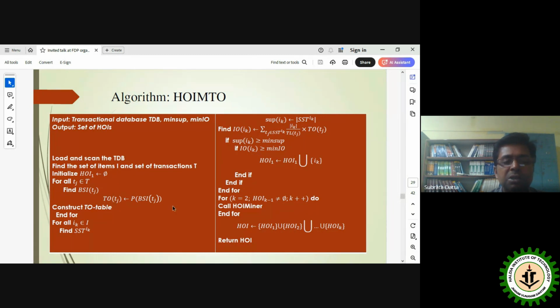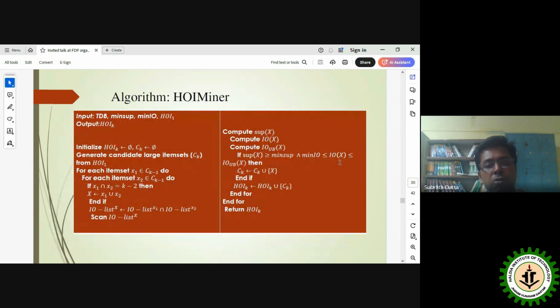First it calculates the TO, then we calculate the IO, the method I had already discussed, and then a miner algorithm is called here. That is called HOIM miner, the high occupancy item set miner algorithm. This miner algorithm generates the candidate item sets as well as segregates all the other patterns. So this is the miner algorithm, the high occupancy item set miner algorithm.